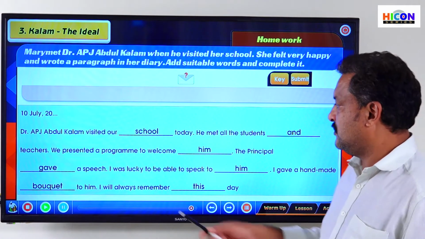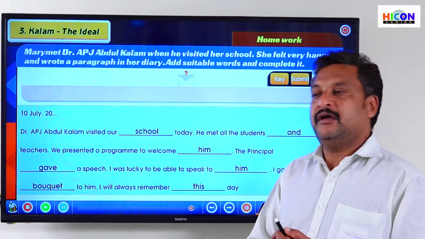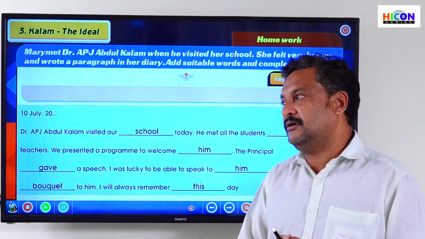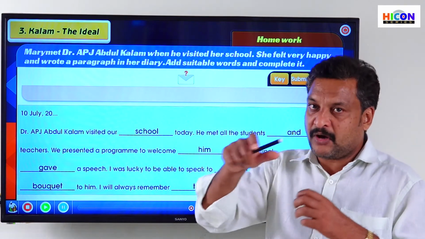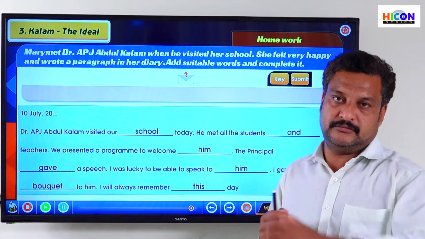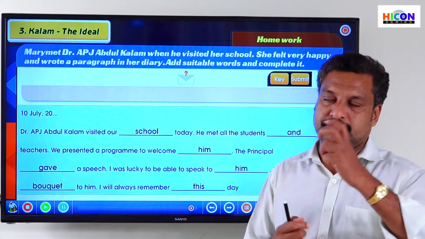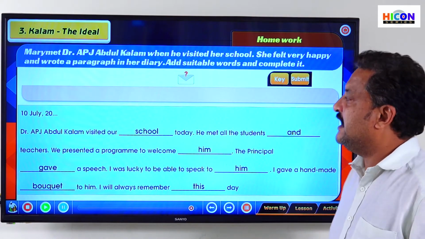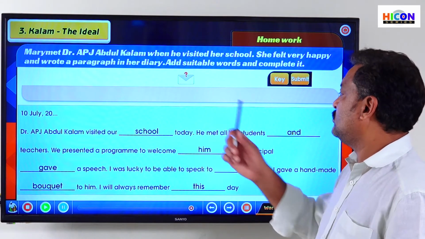So in this there is a word, a bouquet. What is a bouquet? A bouquet is a group of flowers which is very properly sequentially ordered, right? Arranged. So Dr. APJ Abdul Kalam visited our school today.